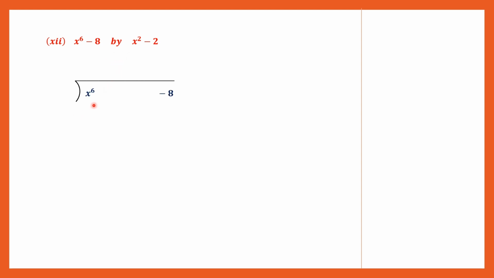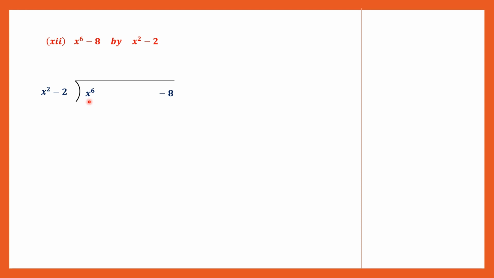Now here can you see I've written x to the power of 6 and I have left some space here and written minus 8, the whole number. The constant I've written separately because there are many powers missing here, and here we have x square minus 2. So now let's do a normal division.